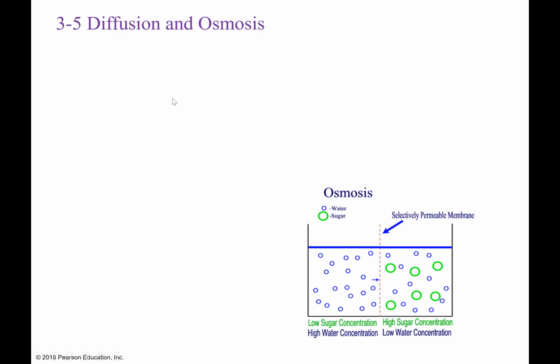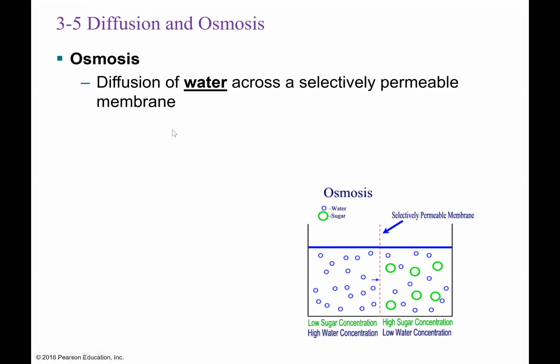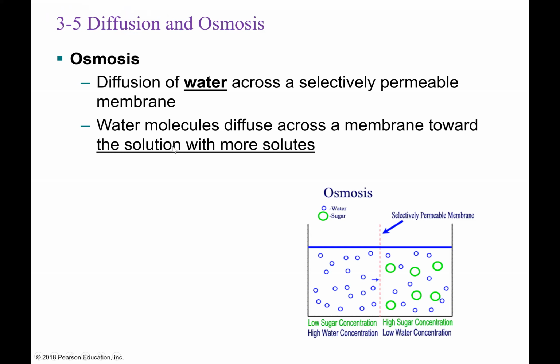Okay, so now we're going to talk about osmosis. Osmosis is diffusion, but it's the diffusion of water across the membrane, not a substance, not a dye molecule, not sugar, not an ion like calcium or magnesium, but the movement of water only across a selectively permeable membrane. It's still diffusion, it's still passive, but the water molecules will move towards the area of higher concentration.